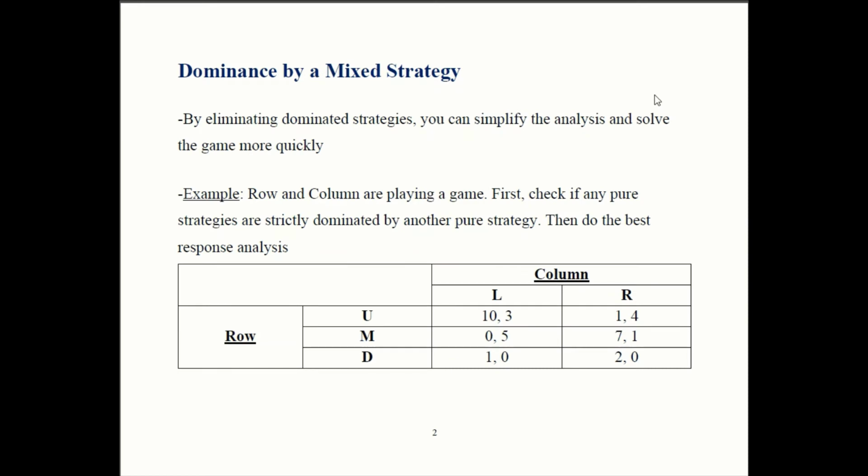So here's an example game. My players are unimaginatively named row and column. Column can play left or right. Row can play up, middle, or down.